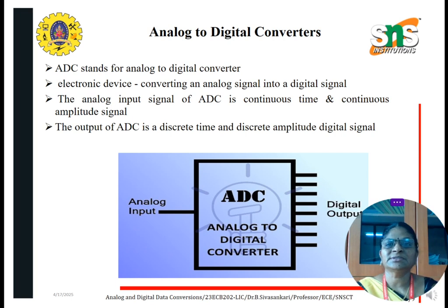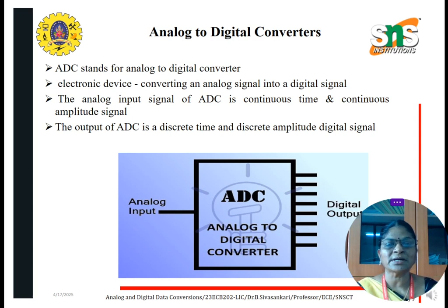A to D converter is ADC, which stands for analog to digital converter. It is an electronic device converting an analog signal into a digital signal. In this block diagram, you can see an analog input as well as a digital output. In between there is a converter logic which converts your analog signal into a digital signal.